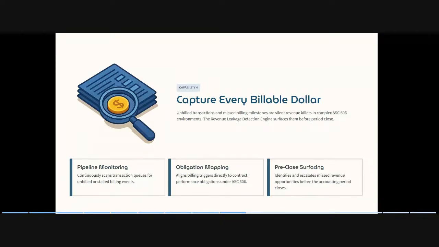So the revenue leakage detection engine continuously monitors transaction pipelines for any unbilled transactions which are supposed to be billed, any stalled billing events or missed revenue obligations. It also maps billing triggers directly to ASC 606 or any other performance obligations that we drive. And then the goal is simple: capture every billable dollar before financial close, as much as we can, which you're supposed to bill. Okay, that's capability 4, and the last one, capability 5.